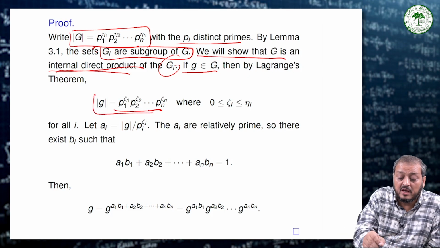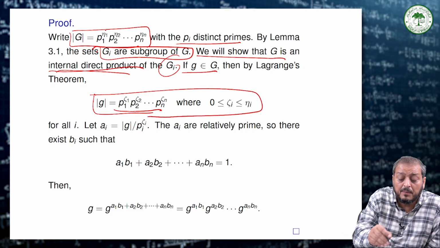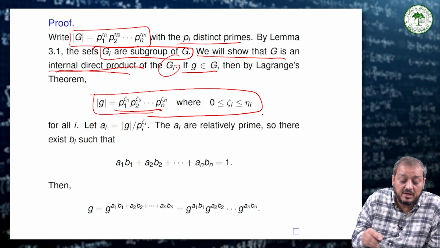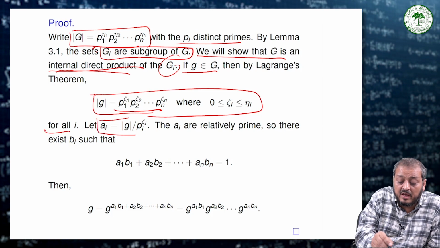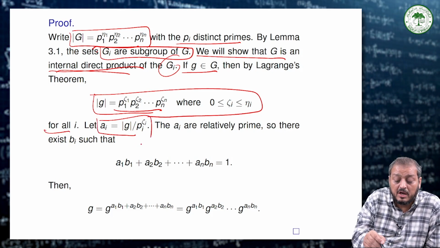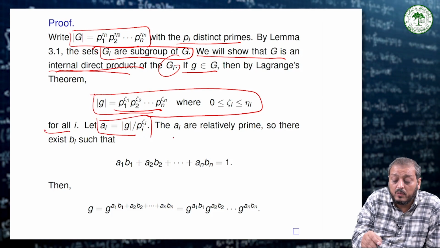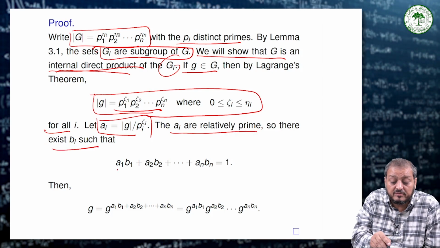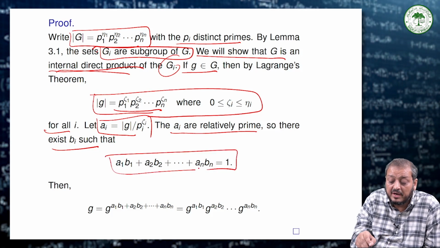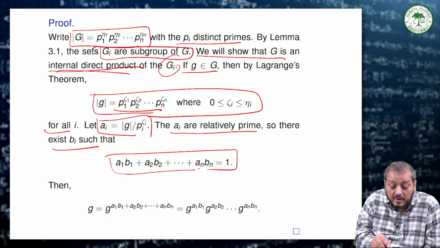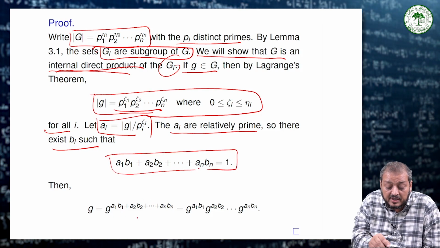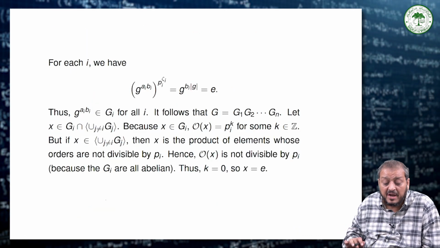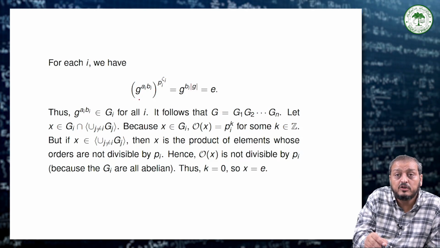If g is an element of G, then Lagrange's theorem says that the order of g is equal to p1^ζ1 p2^ζ2 up to pn^ζn, where ζi lies between 0 and ηi for all i. Then let ai be the order of g divided by pi to the power ζi, where the ai are relatively prime, and there exist some bi such that a1b1 + a2b2 + and so on equals 1. So, g can be written as g to the power of all this, and this can be written as g^(a1b1) g^(a2b2) and so on, in this form.